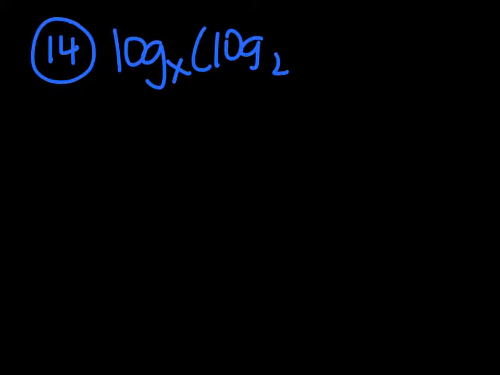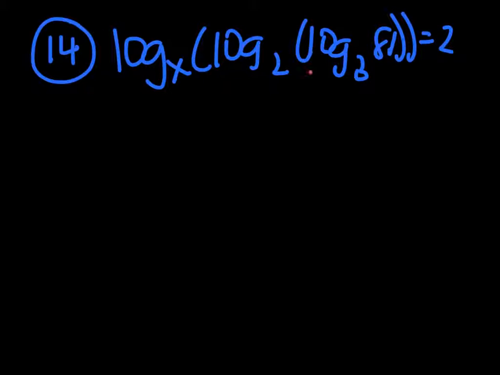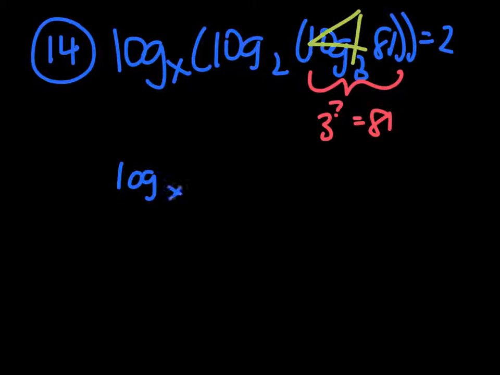I have log base x of log base 2 of log base 3 of 81 equals 2. So I'm going to work my way from the inside out. I'm going to do this part first. So in my head, I'm going to think 3 to what power is 81? And that's going to be 3 to the 4th. So this whole thing is equal to 4. So now I have log base x. This is basically a composition within a composition within a composition.